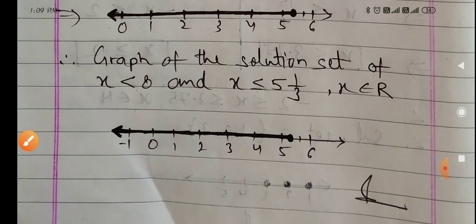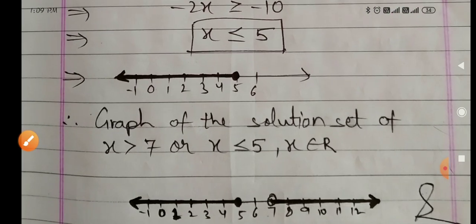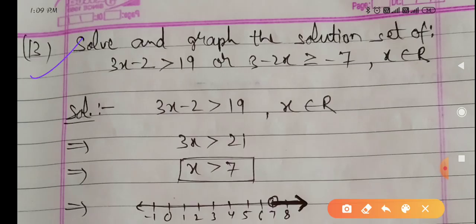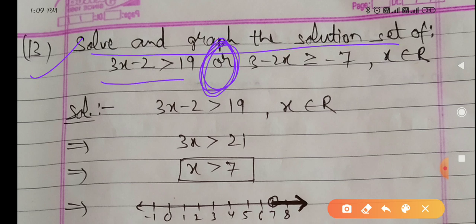Now one more question is coming in which OR is given. Question 13, I am taking just after 12 because here OR is given. Solve and graph the solution set of this or this: 3x minus 2 is greater than 19 or 3 minus 2x is greater than or equal to minus 7, x belongs to real numbers. The case of real numbers is there, but this time OR is given.